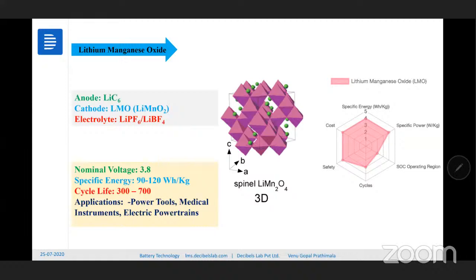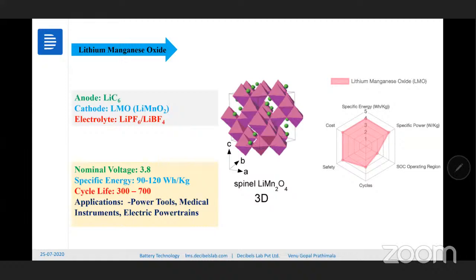If we have less specific energy, it means we have less specific capacity because they have a close relation, right? Specific energy is the product of nominal voltage and cell capacity. If you observe here, we have a nominal voltage of 3.8, which is a very high value, but we get less specific energy. It's because of the lower capacity of this manganese oxide. This particular cell has a very short cycle life, 300 to 700 cycles. It is used in power tools, as I told you before, in industrial applications, medical instruments, and electrical power trains.